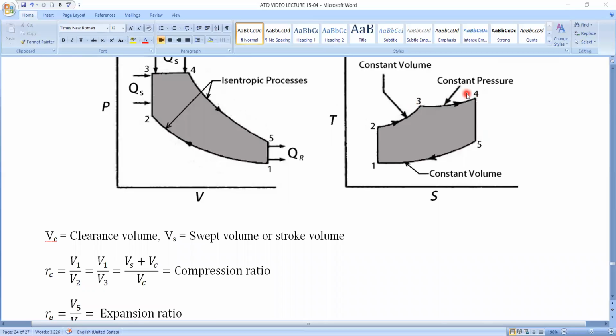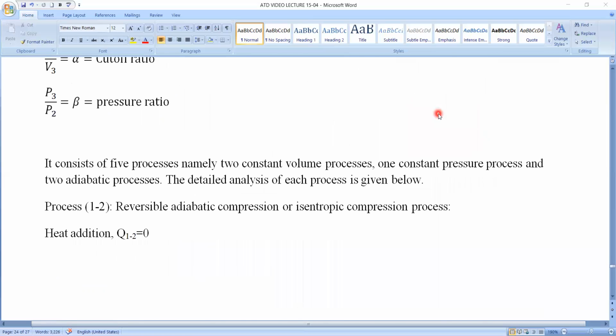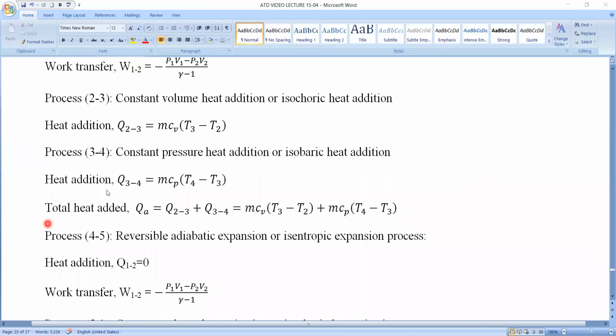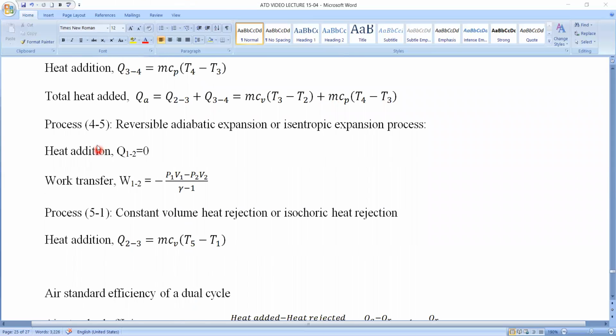I repeat, mCp. Why are we taking Cp? Because this process is a constant pressure process, so we are supposed to take the specific heat at constant pressure, that is small Cp. Now the total heat addition is the sum of heat added during the process 2 to 3 plus heat added during the process 3 to 4. So the sum will give you the total heat added, that is mCv into T3 minus T2 plus mCp into T4 minus T3. Next process is process 4 to 5, reversible adiabatic expansion or isentropic expansion process.